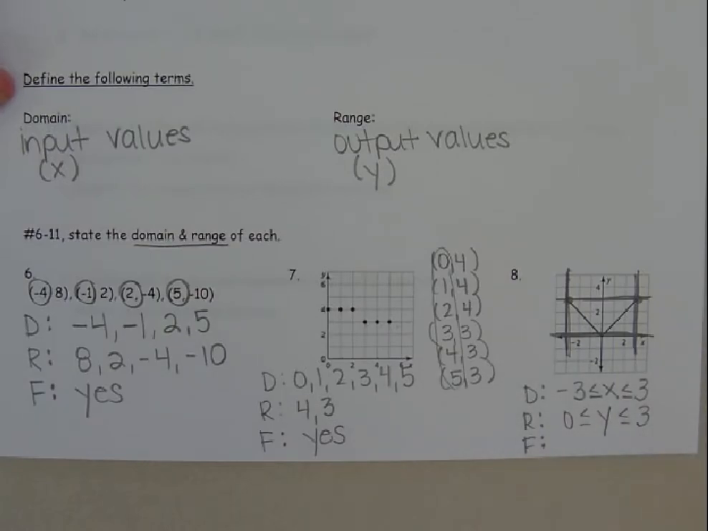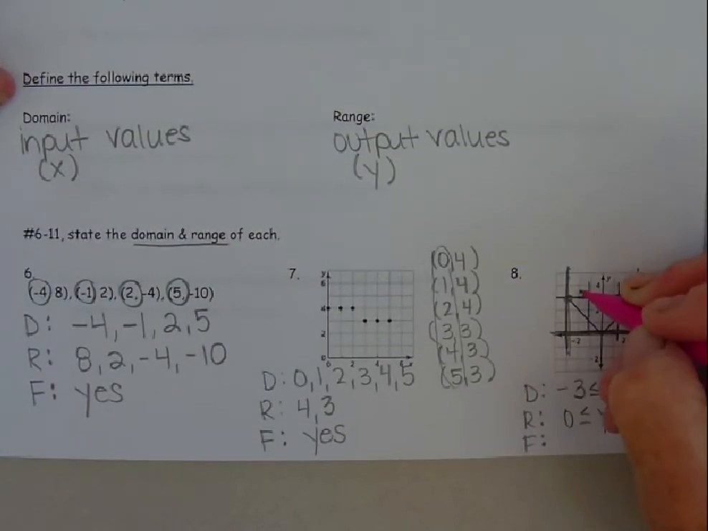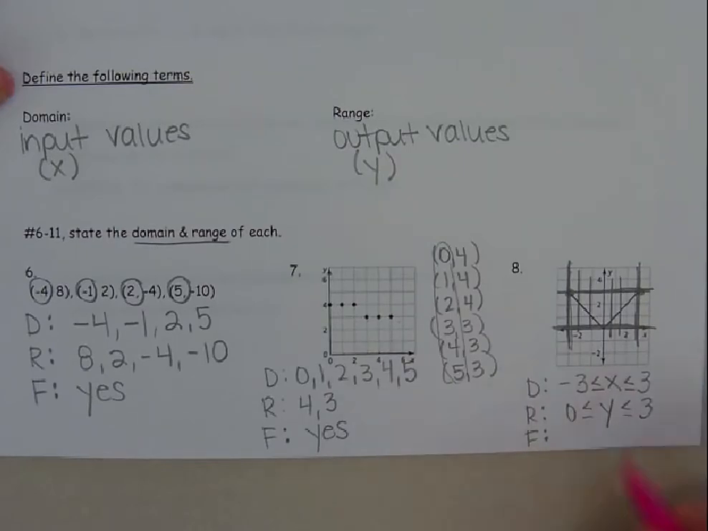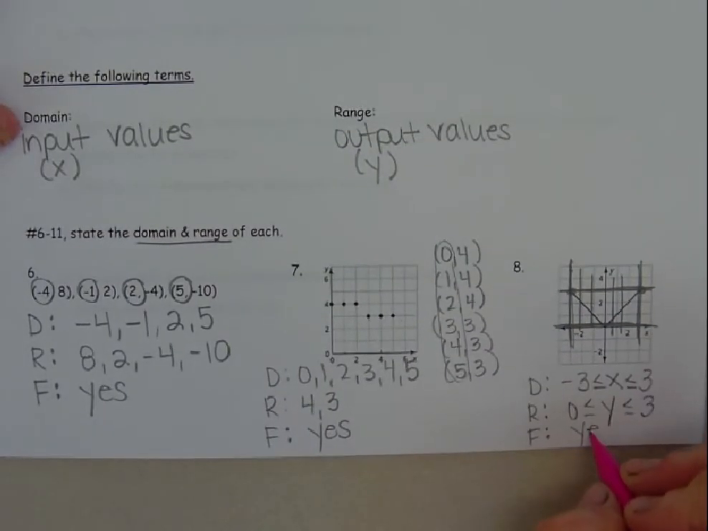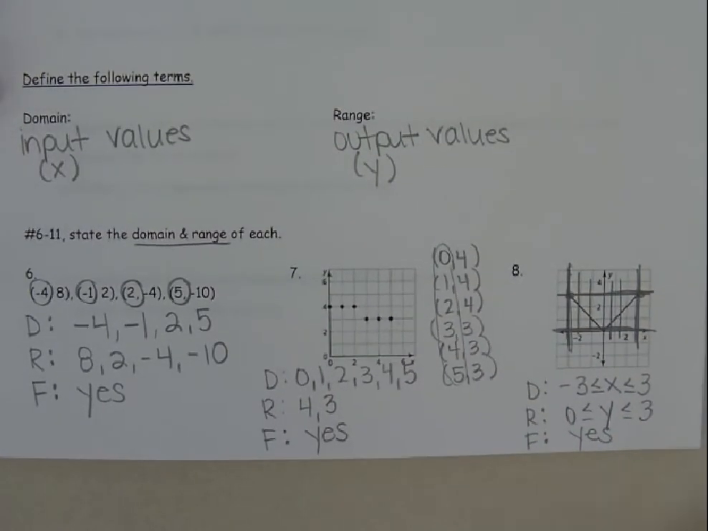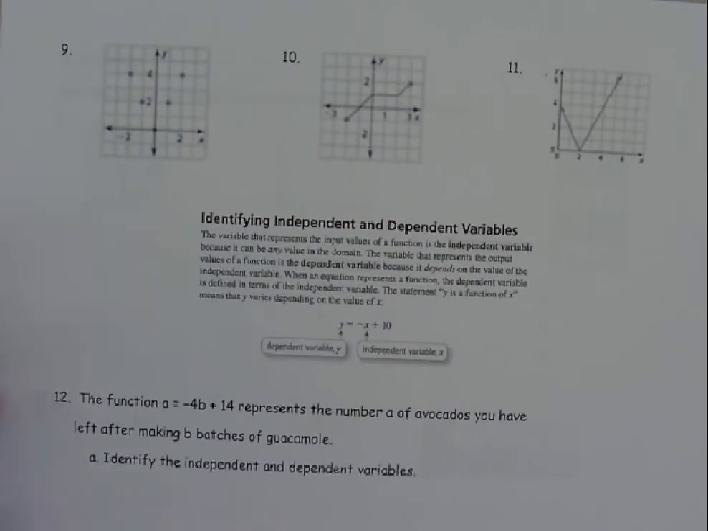And then to tell whether or not it's a function, you can check that vertical line test, and because it only ever crosses once, this would be a function. Let's try that a couple more times.